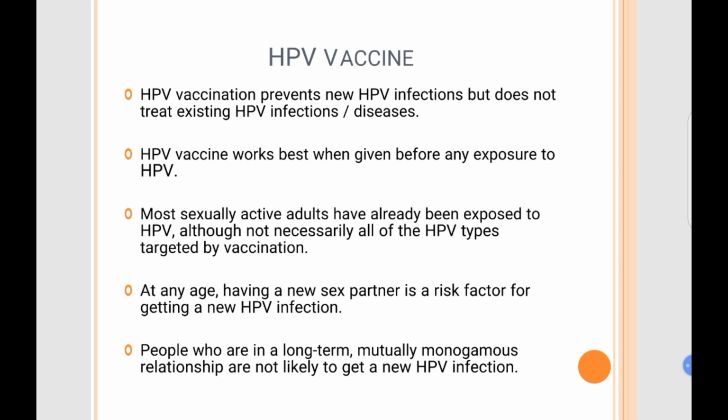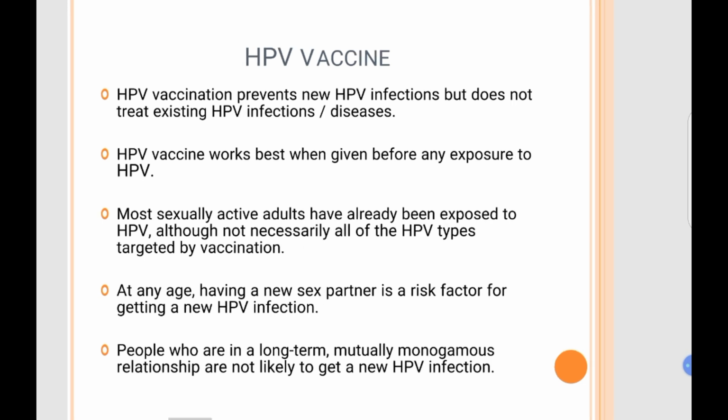HPV vaccination prevents new HPV infections but does not treat existing HPV infections or diseases. The HPV vaccine works best when given before any exposure to HPV. Most sexually active adults have already been exposed to HPV. However, they may not have been infected with the same type or with all types which are covered by the vaccination. At any age, having a new sex partner is a risk factor for getting a new HPV infection. People who are in a long-term mutually monogamous relationship are not likely to get a new HPV infection.